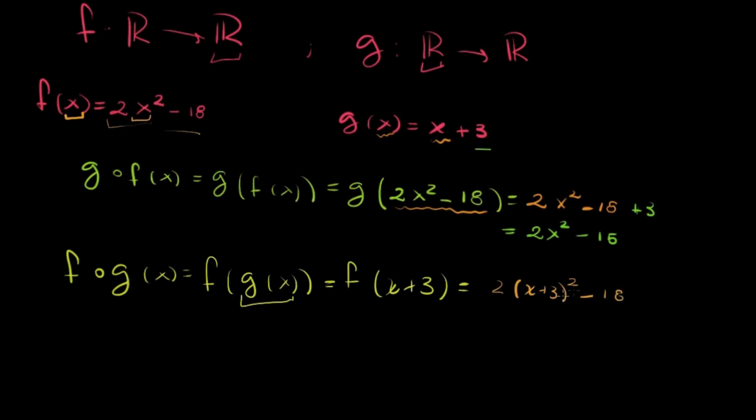And well, you can do this development in here, but it's pointless right now. If you want to do it, you just have to: x plus 3 squared is x squared plus 2 times 3 times x plus 3 squared, which is 9, multiply all these by 2 and subtract 18. If you want to solve this, go ahead and do it.